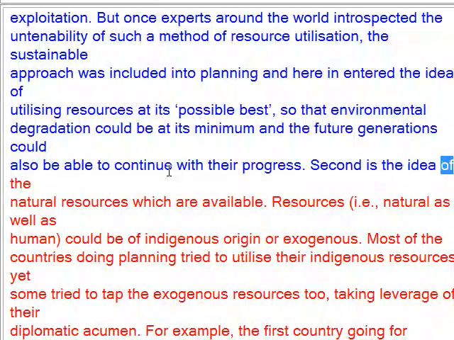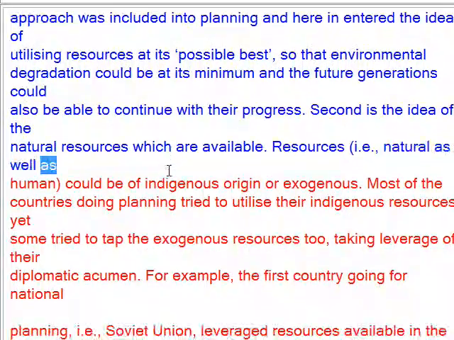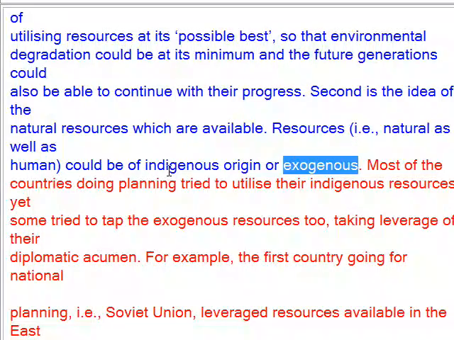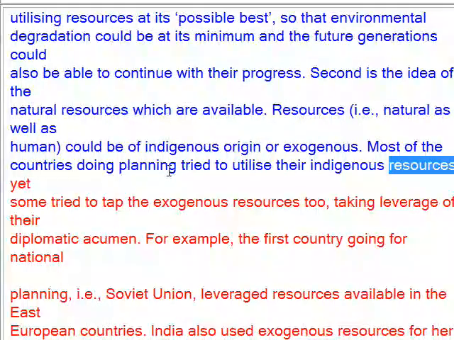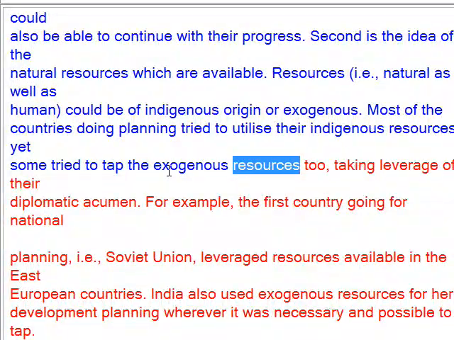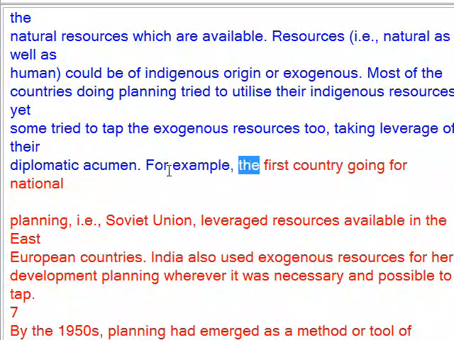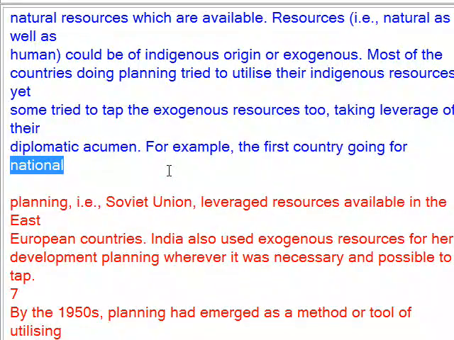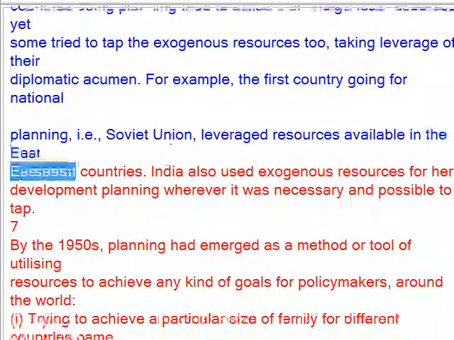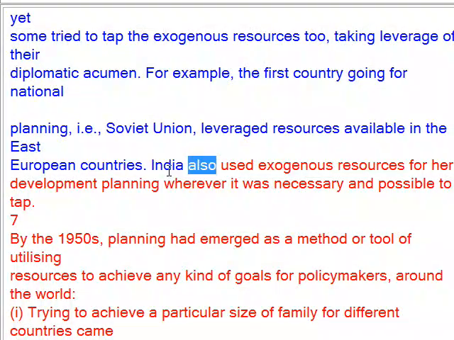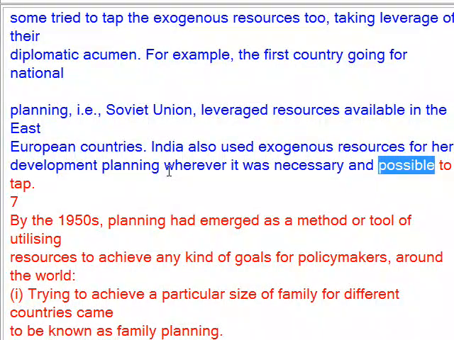Second is the idea of the natural resources which are available. Resources, i.e., natural as well as human, could be of indigenous origin or exogenous. Most of the countries doing planning tried to utilize their indigenous resources, yet some tried to tap the exogenous resources too, taking leverage of their diplomatic acumen. For example, the first country going for national planning, i.e., Soviet Union, leveraged resources available in the East European countries. India also used exogenous resources for her development planning wherever it was necessary and possible to tap.